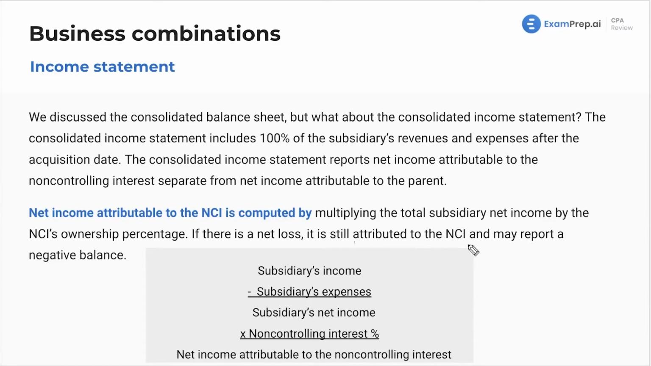So right here, you might have a negative NCI balance. This is kind of what I was talking about before. I don't know if that forces the NCI out. I'm not really sure how that works, but again, if you do, feel free to let me know. But not important for our exam. That's why I'm not going over it.